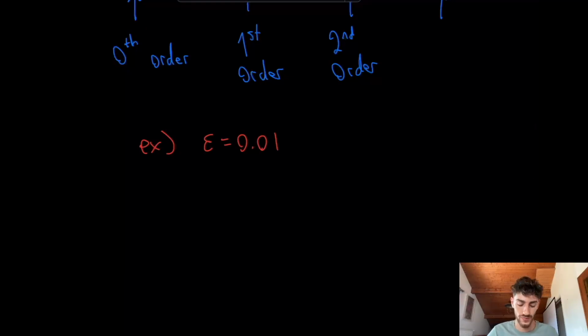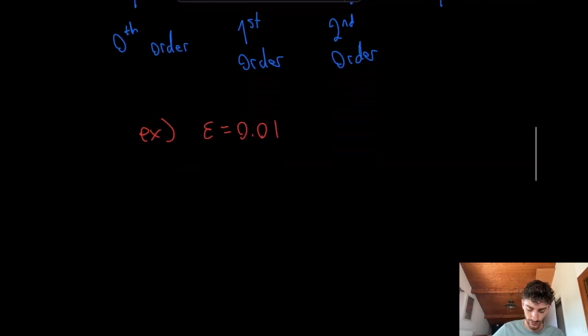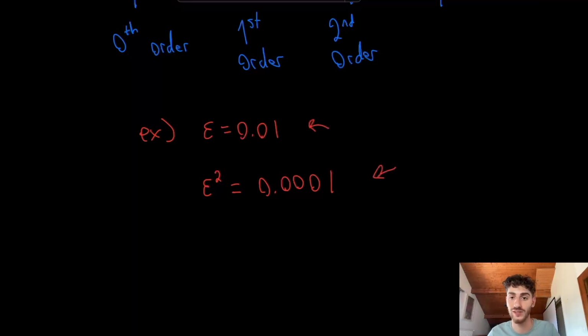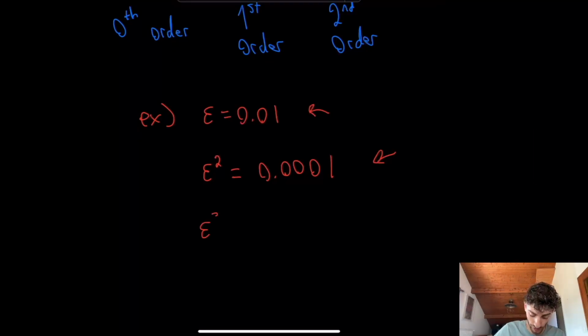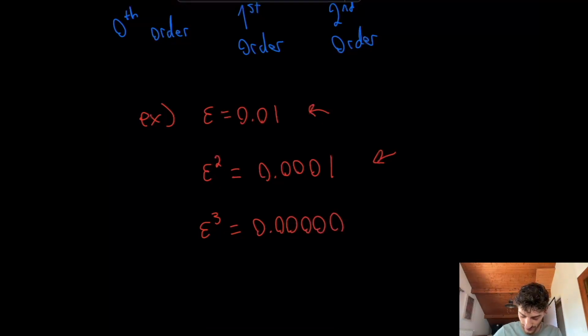So 0.01. Then when we talk about these higher order terms, like epsilon squared, for example, that's 0.0001. Okay, that's really small. If we thought this was small, this is like, are we even going to see this? Epsilon cubed, what is that? 0.000... How many zeros do we have? Okay, there'd be 3. So 6, 1, 2, 3, 4, 5, 6. Yeah, 6 zeros.